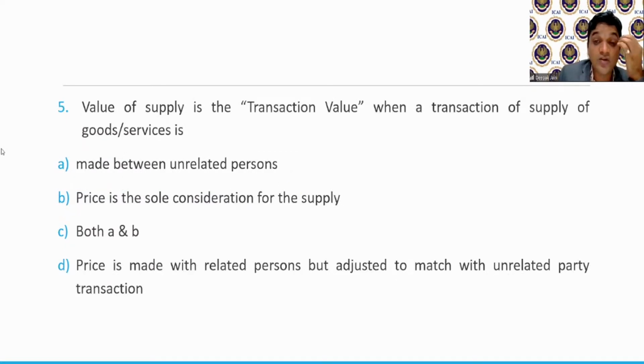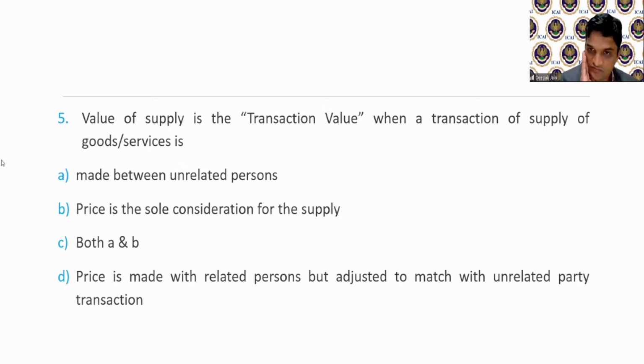Value of supply is the transaction value. When a transaction of supply of goods or services is made between unrelated persons, price is the sole consideration. Both are prices made with related persons, but adjusted to match with unrelated persons. And monetary consideration is covered, monetary and non-monetary, because it had non-monetary also. That's why we said that it has to go to valuation rules.